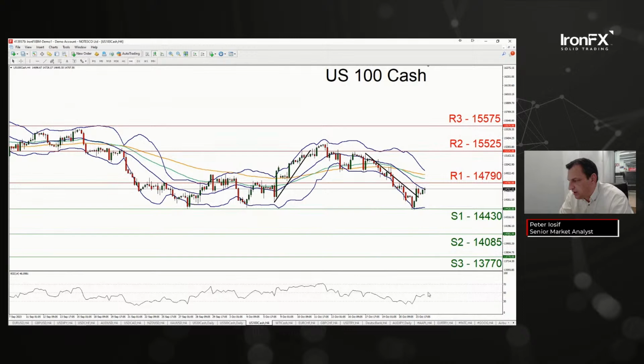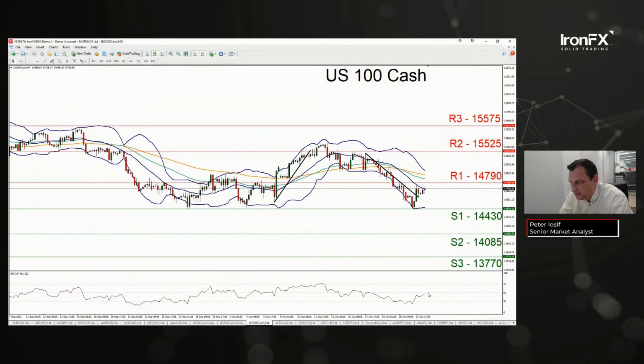For a bullish outlook, I would require the index to break above the R1 14,790 and start aiming for the 15,525. On the other hand, should the bears regain control over the index, I would expect it to break below the S1 14,430 and start aiming for the S2 14,085.